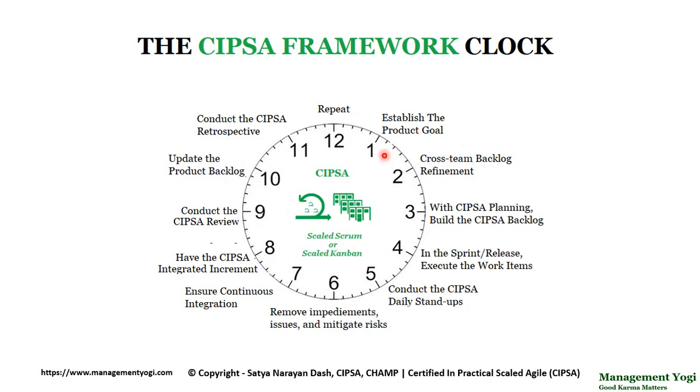Just to recap: establish the product goal, do the backlog refinement with cross-team members, with the CIPSA planning meta event, build the CIPSA backlog, then execute the backlog items in the sprint or release, conduct the CIPSA daily stand-ups, remove impediments and issues and mitigate the risks, ensure continuous integration, have the CIPSA integrated increment, present this CIPSA integrated increment in the CIPSA review meta event. If there is any change, update the product backlog, conduct the CIPSA retrospective, and finally repeat. Is there any other framework which can be so simple? And this is a scaled agile framework which is practical, hands-on.